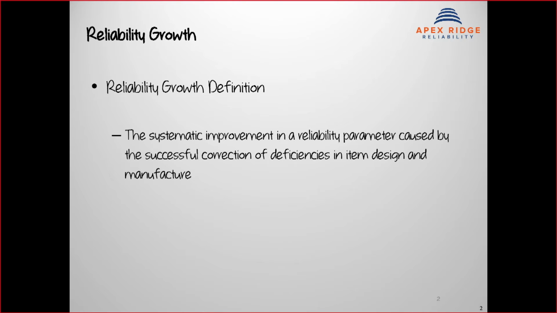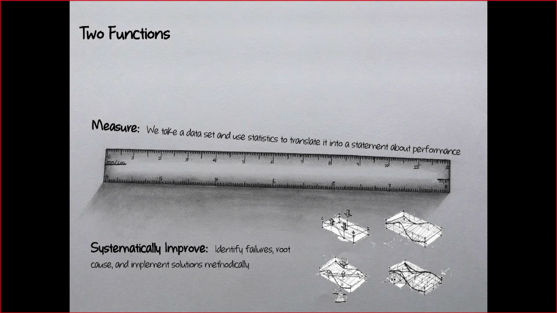So we'll start with the definition of reliability growth. It's the systematic improvement in a reliability parameter caused by the successful correction of deficiencies in item design and manufacture. So what we're aiming to do is two specific things. There's two functions to this. The keys are we're looking to measure the reliability of the system, and we're looking to systematically improve it at the same time. Thus, the name reliability growth obviously makes a lot of sense there.